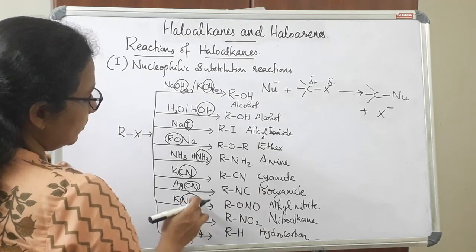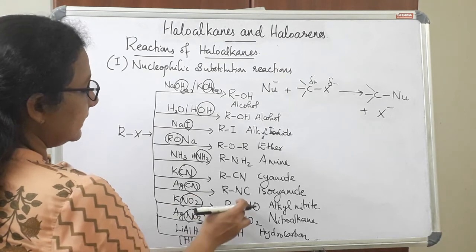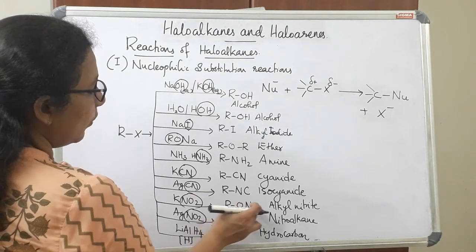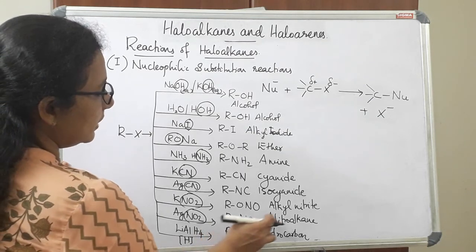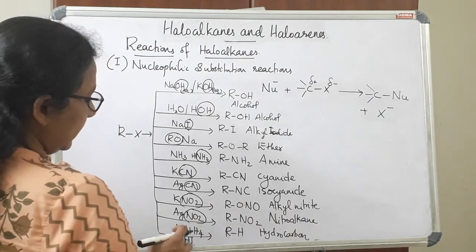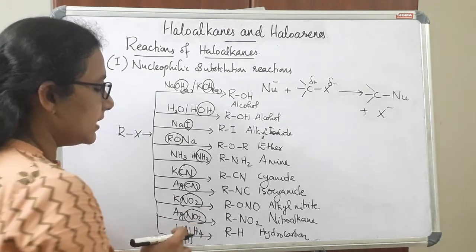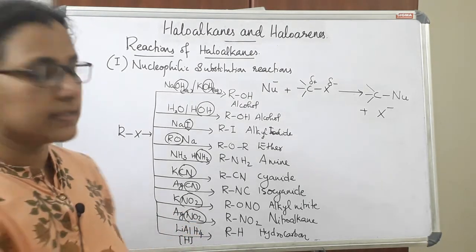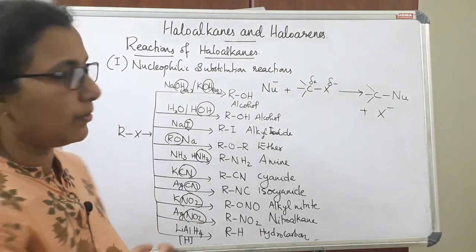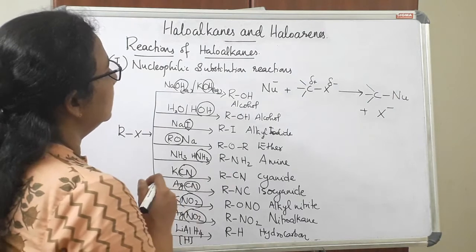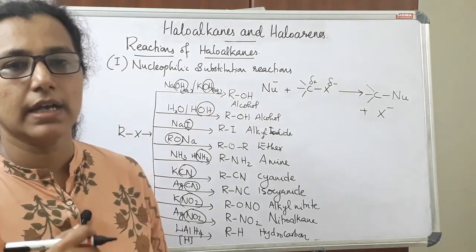In the cases of KNO2 and AgNO2, NO2 is the nucleophilic part, but the linkage is different. One is RONO, that is alkyl nitrite. The other is RNO2, that is nitroalkane. Then lithium aluminium hydride is another reagent where hydrogen is the nucleophile and RH, that is hydrocarbon, is the main product. So these are the common nucleophilic substitution reactions of alkyl halides.